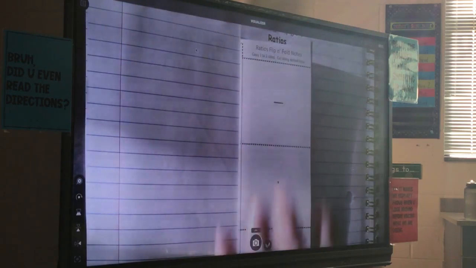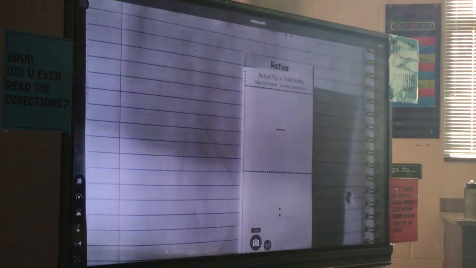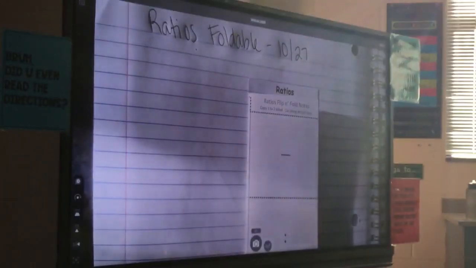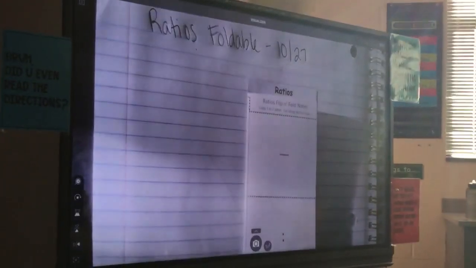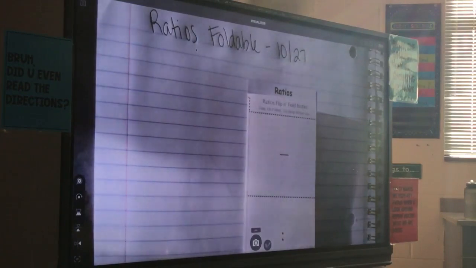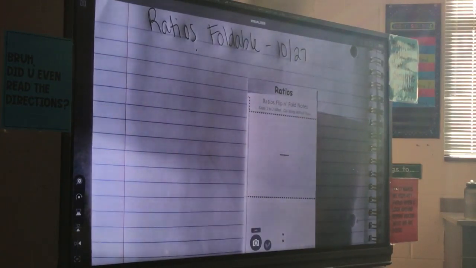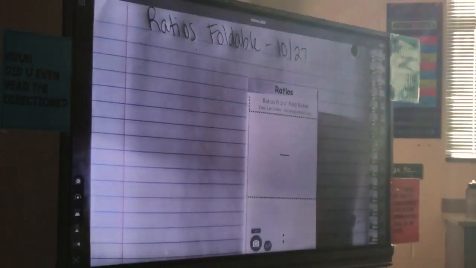All right, so we are talking about ratios today. Ratios themselves are pretty easy. You're just simply comparing two numbers, you're comparing two or more quantities. It's going to look like a fraction 80% of the time. There are three different ways to write the same thing. And that's really it to start ratios.